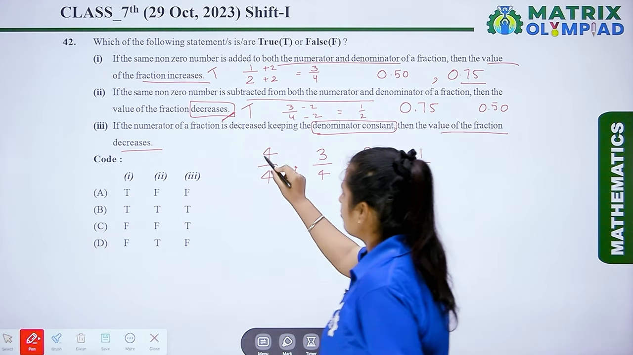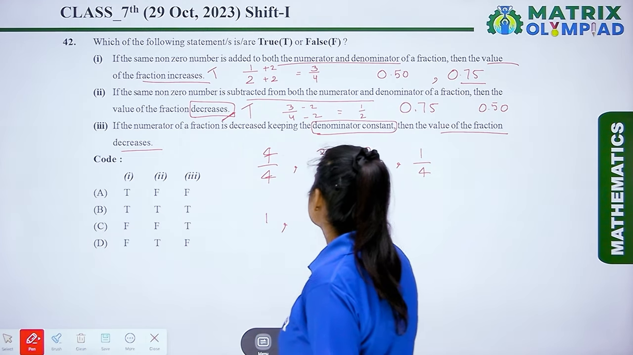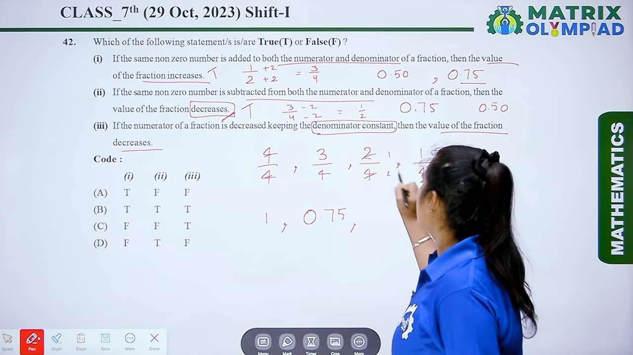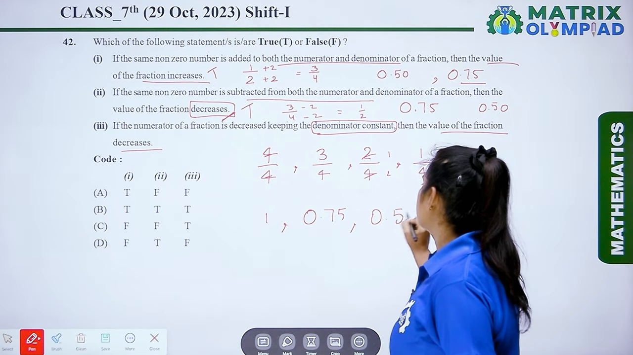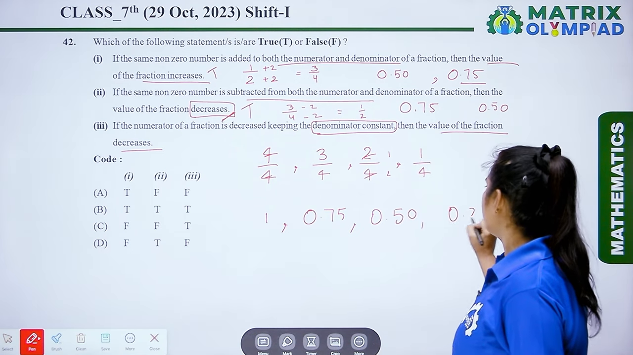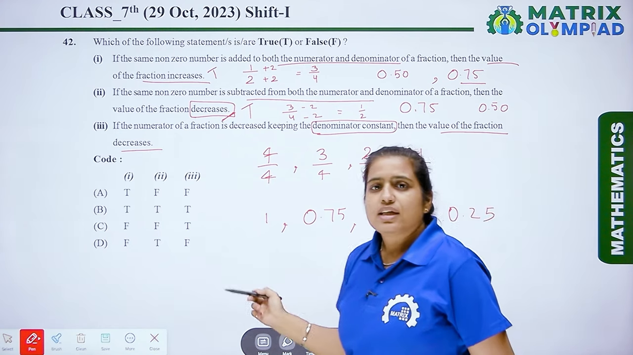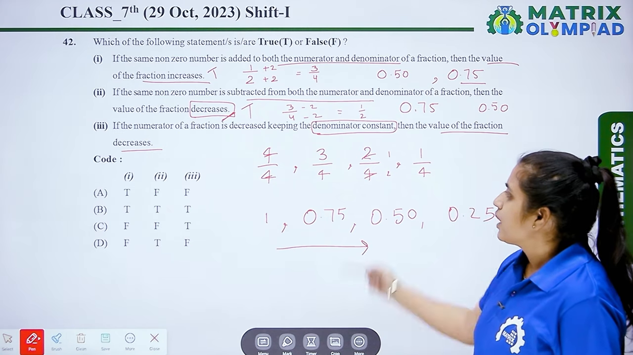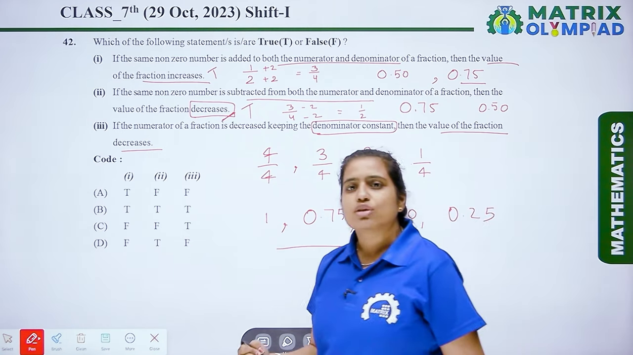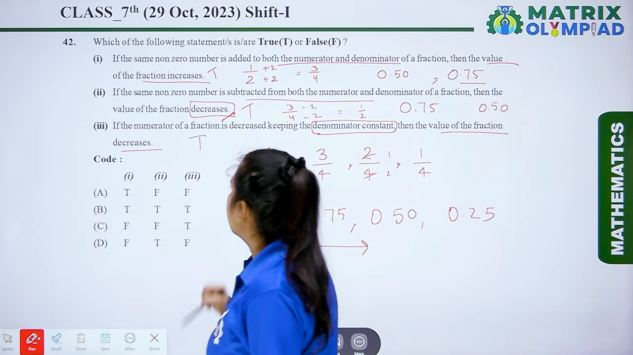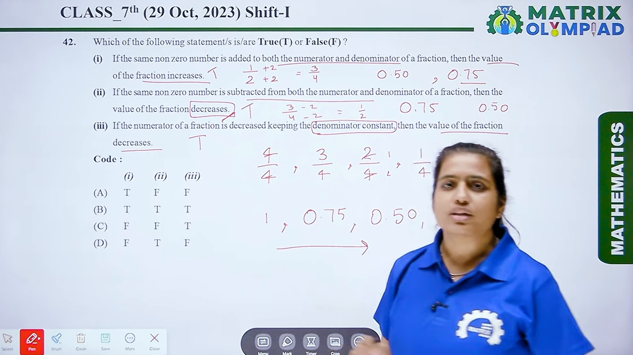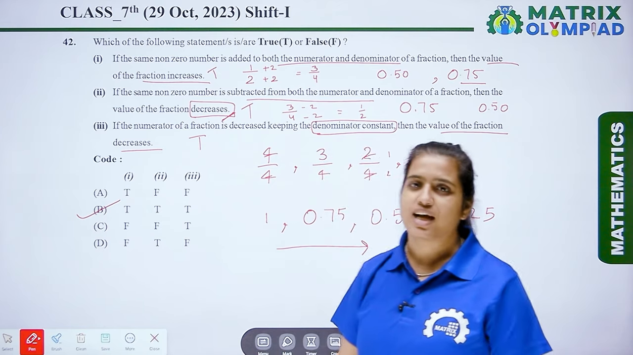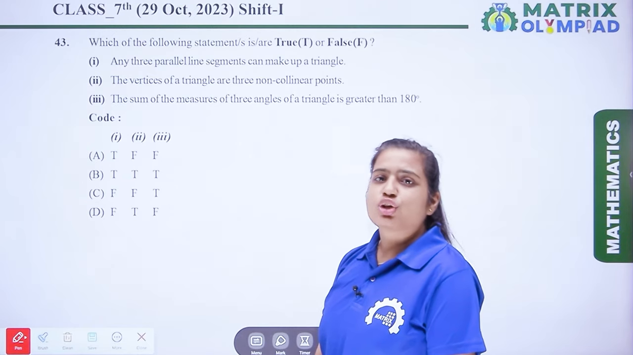Let's check. This is a whole, 1. 3 upon 4 is 0.75. Next is 1 upon 2, here it is 0.5 and then we have 0.25. So we can see that it is continuously decreasing. So the third statement is also true. So here, according to the question, we can say all the statements are true. Let's check the options. Here option B is the correct answer. Now the next question is question number 43.